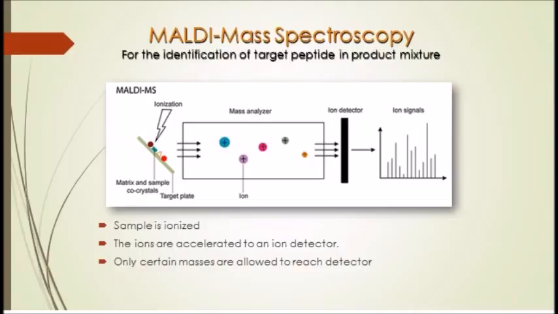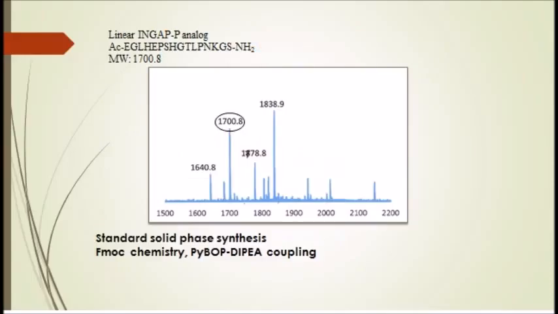This technique ionizes a sample and accelerates these ions through a detector at different rates. The results are indicated in a scan that displays peaks for each product mixture component at a +1 on the mass to charge axis. This is my scan for the linear analog. Its mass calculates to 1700.8 AMU. It is possible that the mass spec was not calibrated properly, so instead of getting a +1, 1701.8, I'm receiving the signal of the molecular weight of the linear analog.